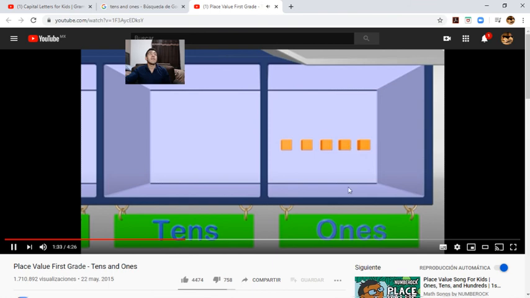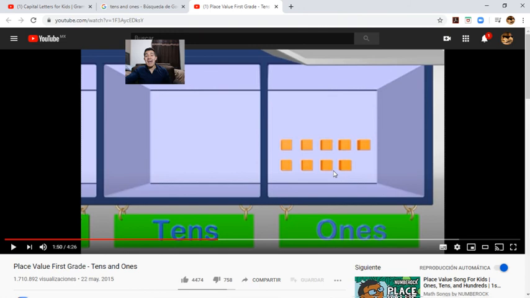I have 5 ones blocks. Great job. We can see the number 5 above the room, and we are not breaking the house rules because we still have just one digit in the room. Now let's add 4 more ones blocks. How many blocks are here? 1, 2, 3, 4, 5, 6, 7, 8, 9. We have 9 ones blocks.